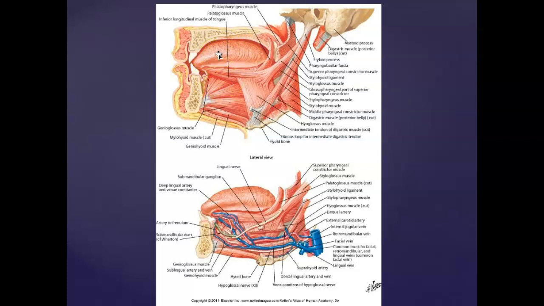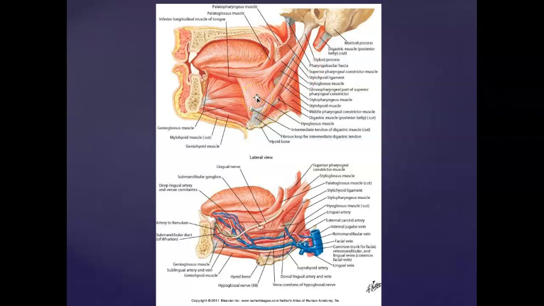So the extrinsics, again, the styloglossus, from the styloid process of the temporal bone down to the glossus here, the tongue. This is going to help pull the tongue up and back. You can see the orientation of these muscles. When you swallow, the tongue needs to come up and back to pull that bolus of food back towards the oropharynx.